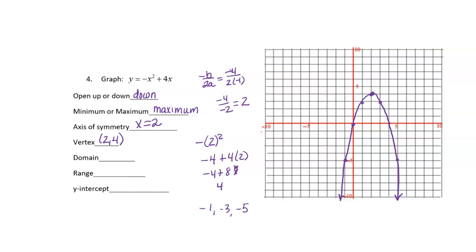Our domain, as always, is negative infinity, infinity. My range is negative infinity. Remember, it's lowest to highest. My highest is 4. I'm going to bracket that. My y-intercept is the origin here, so 0, 0.